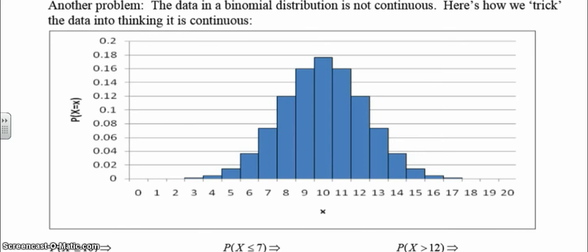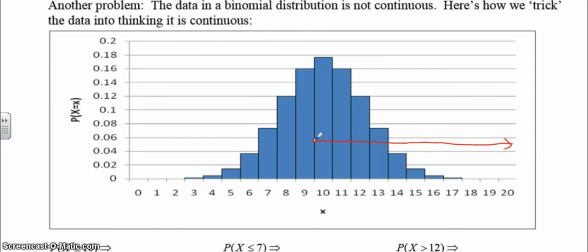So what we're going to do is to take our binomial distribution and trick it into thinking that the data is continuous so that it looks more like a normal distribution. And this is what I mean by tricking it. If we were trying to find the probability of at least 10 in a normal distribution, that means that we would go from this point here and take everything to the right of that.